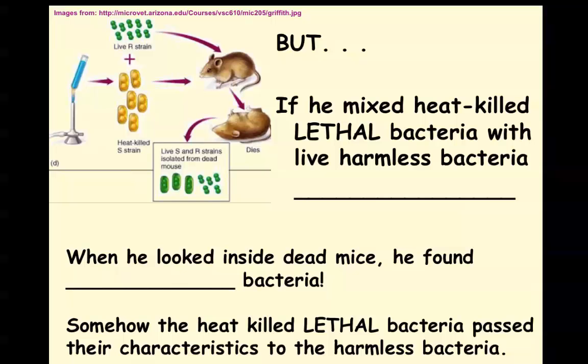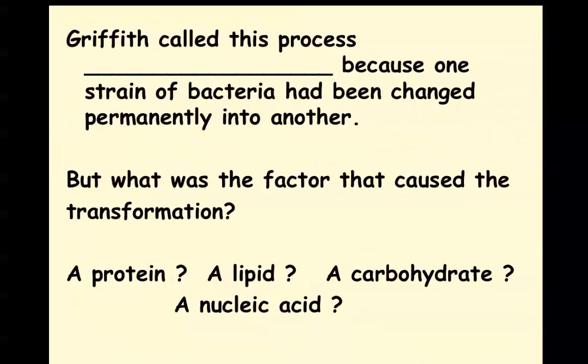After that, he took the dead smooth strain and combined it with the live rough strain. When he mixed those together, he found that the mice died, which was really interesting. He's like, why is this happening? When he looked inside the mouse, he found that the live lethal strain was there, even though he had killed it with the heat. So somehow that lethal trait was passed into the live strain. Griffith called this process of one strain being changed into another transformation, because the bacteria had been changed permanently into another one. So transformation, think of transformers. You're transforming one thing into another one.